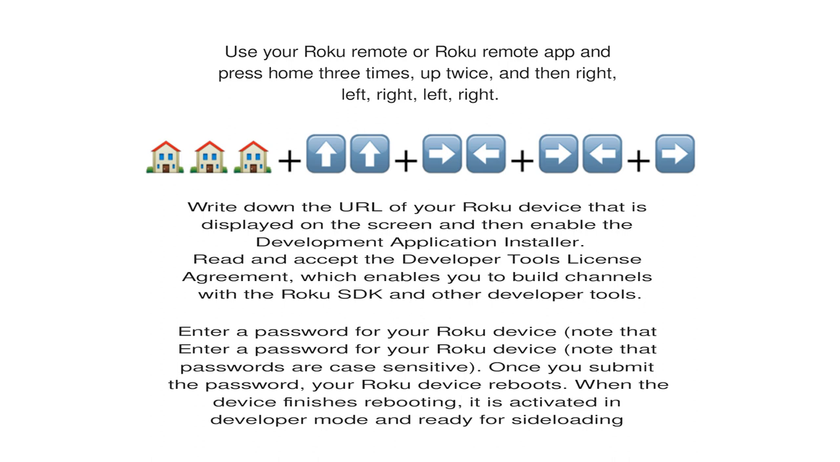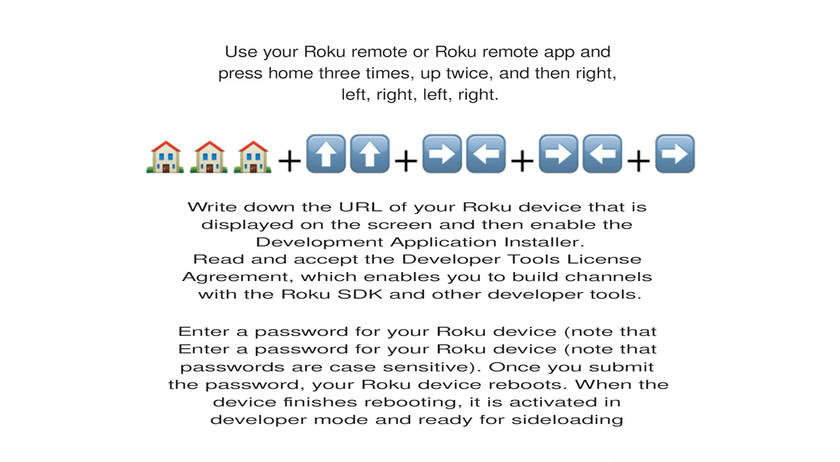Using your Roku remote, click home three times and then the up arrow twice and right, left, right, left, right. If you did everything correctly, you should see some text and an IP address on your screen. Write down your Roku device's URL displayed on the screen and then enable the development application installer. Read and accept the developer tools license agreement, which enables you to build channels with Roku SDK and other development tools. Enter a password for your Roku device.